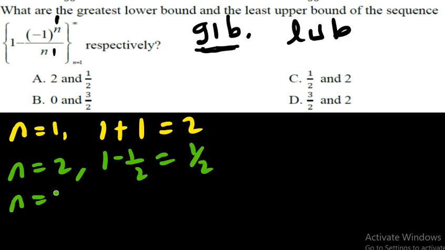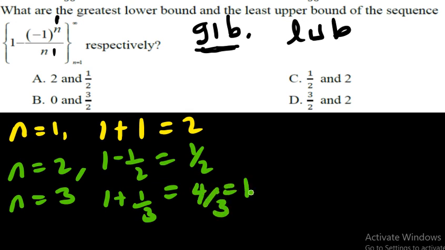What if n is equal to 3? Insert 3 and check. Negative 1 to the power of 3 will be negative 1 over 3. Negative will be plus, so 1 plus 1 over 3. This is going to be 4 over 3, which is approximately 1.3. Still it's getting smaller, going from 2 to 1 over 2, and again from 1 over 2 to 4 over 3, 1.3.